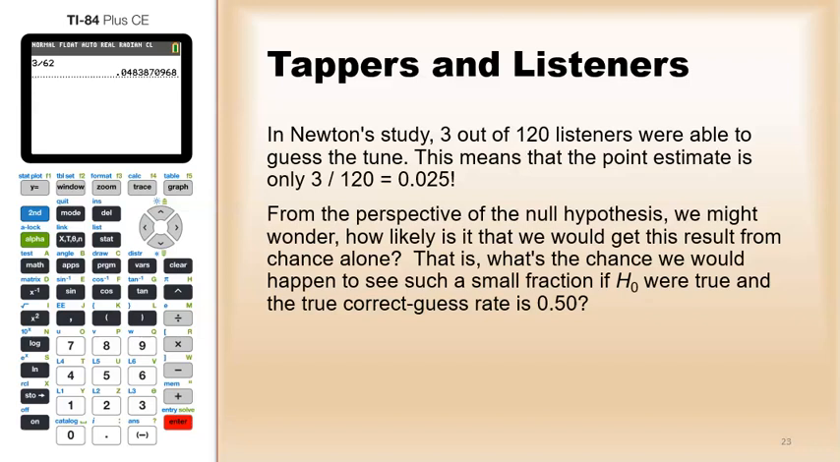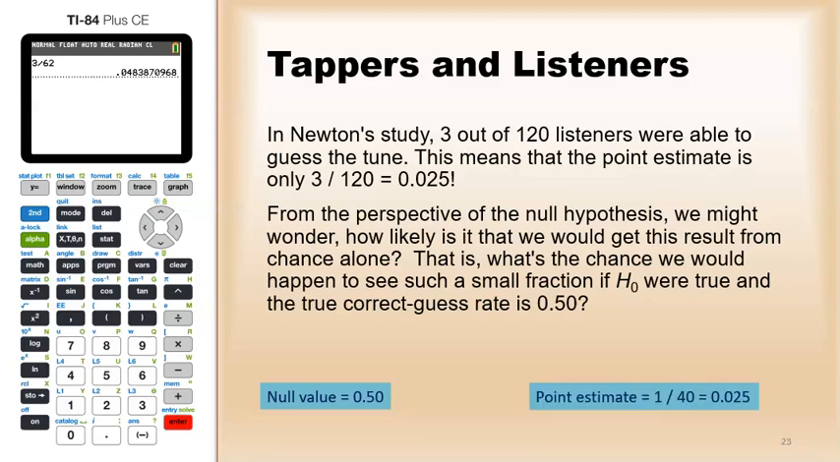From the perspective of the null hypothesis, we might wonder, how likely is it that we could have got these results from chance alone? That is, what's the chance that we would happen to see such a small fraction if the null hypothesis really is true, and the true correct guess rate is 50%. So for this, we're going to use a null value of 50%, 0.5, and the point estimate is basically 3 out of 120 or 1 out of 40, about 2.5%.